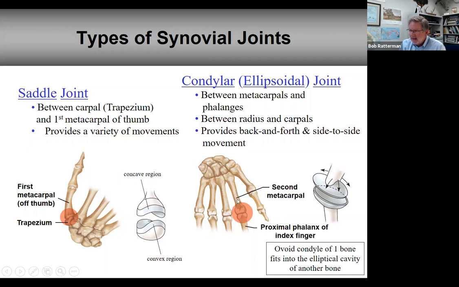And we're looking at the second metacarpal and the first or primary proximal, I guess is the proper term to use, right? Proximal phalange. There'd be a middle and a distal as well with these four fingers. The thumb, remember, has a proximal and distal. There's no middle phalange. So anyway, where these come together, we would see the ovoid condyle of one bone fitting into the elliptical cavity of another bone.